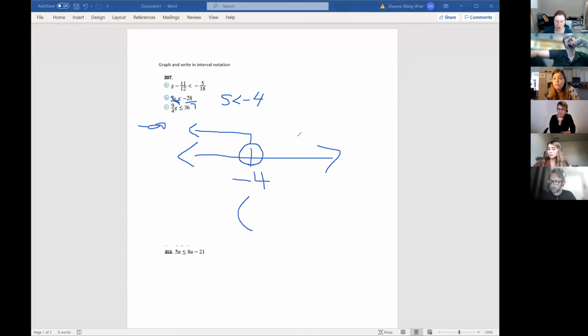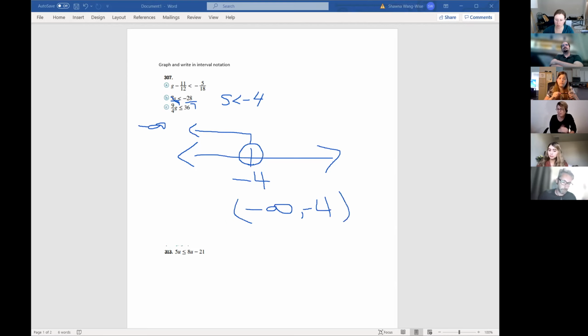So interval notation. Oh, oops, I started it. So you're going to have negative infinity, right? Yes, negative infinity and -4. What about for the brackets? Both of them are parentheses. Good, awesome. Cool, thank you.